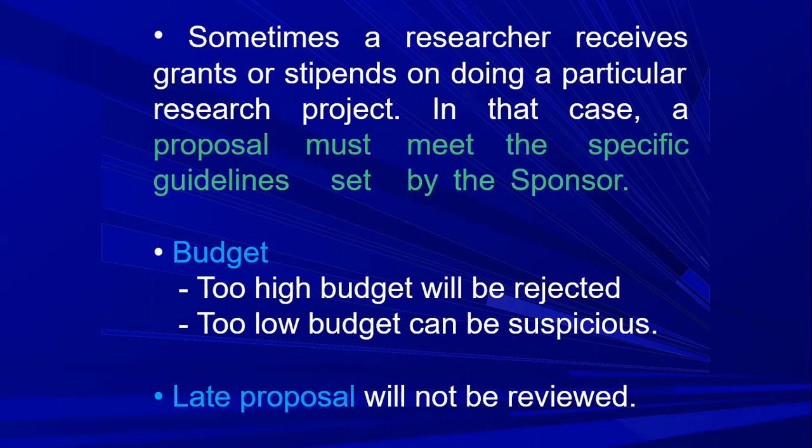Our college has done so many proposals and has already received grants in the mechanical section and electrical section. Next is the budget. Too high a budget will be rejected. Too low a budget can be suspicious, because too high means you are overcharging. If you charge very little just for the namesake, the work cannot be done. So it should be reasonable. A late proposal will not be reviewed, because projects work on a first come, first served basis. Whoever gets the chance first will get the best options to choose from.